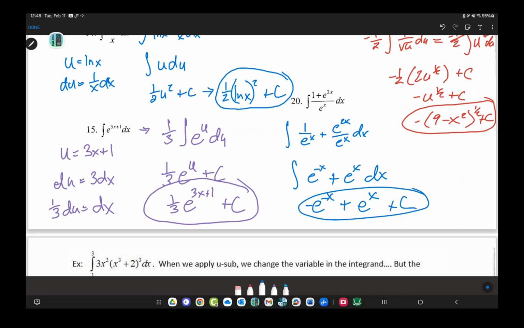So whenever you try u-substitution and when you do the derivative to find du, you're left with something that's not in your function, then you cannot do substitution. We were left with e to the 2x, and actually we were left with 2e to the 2x. We didn't have another e to the 2x.